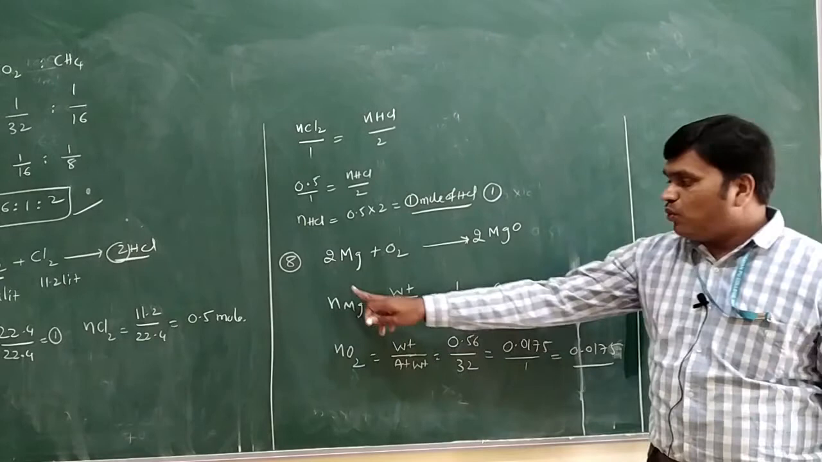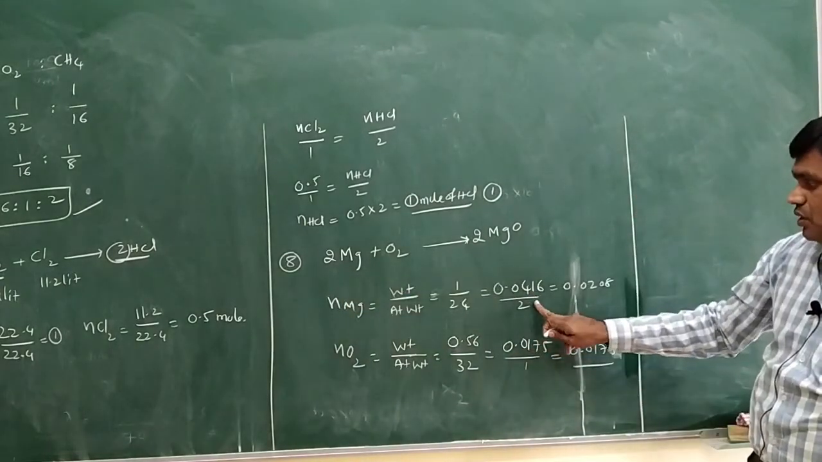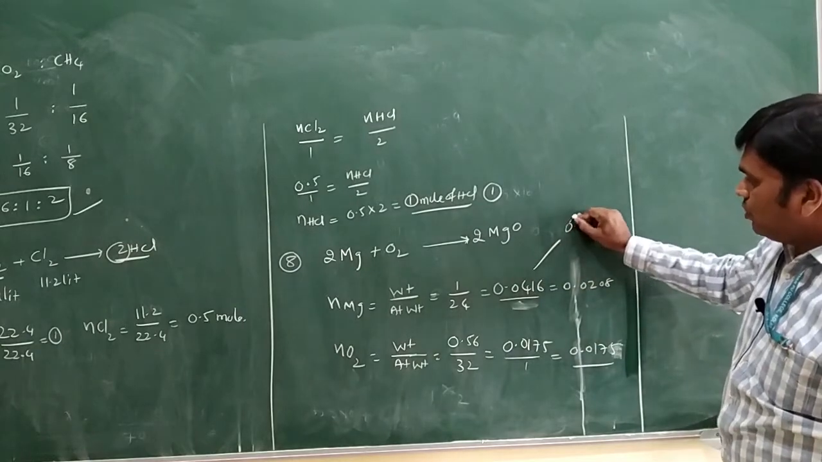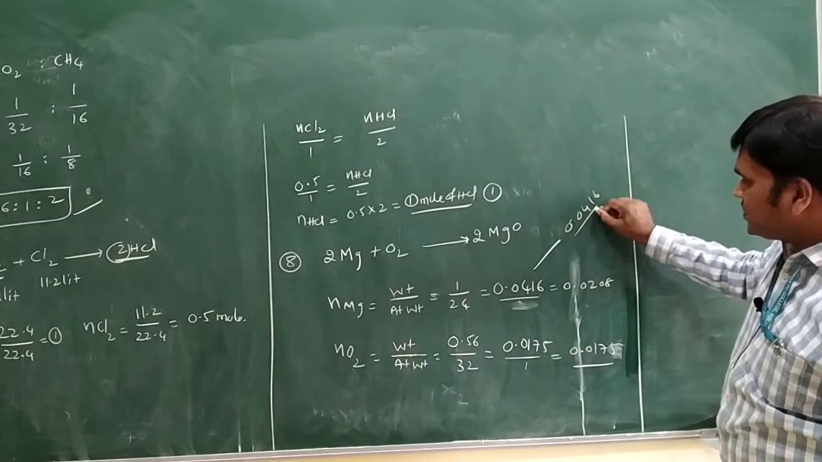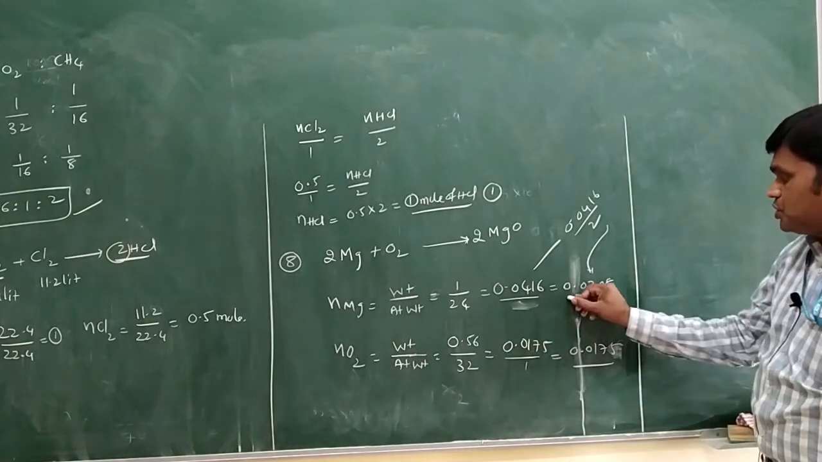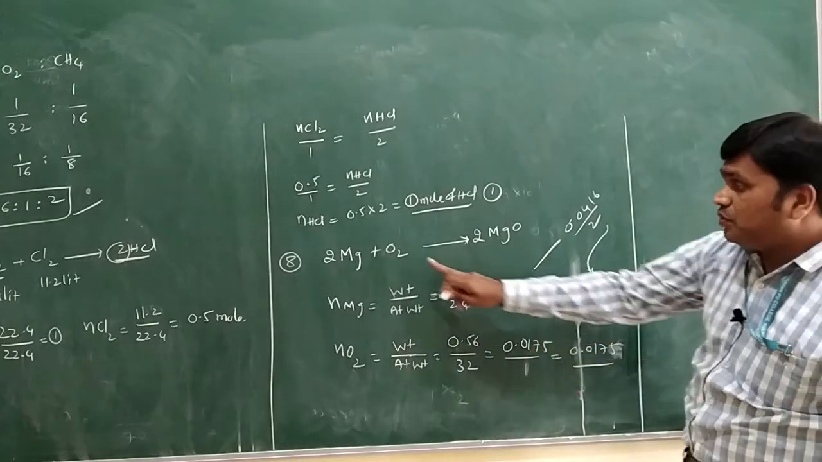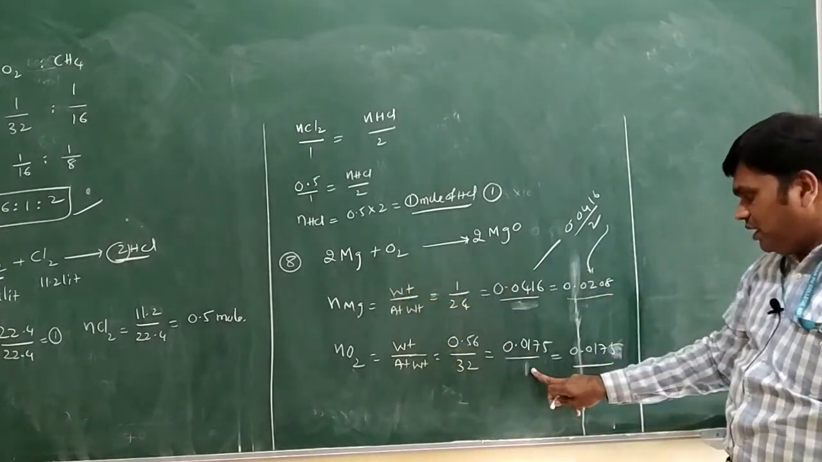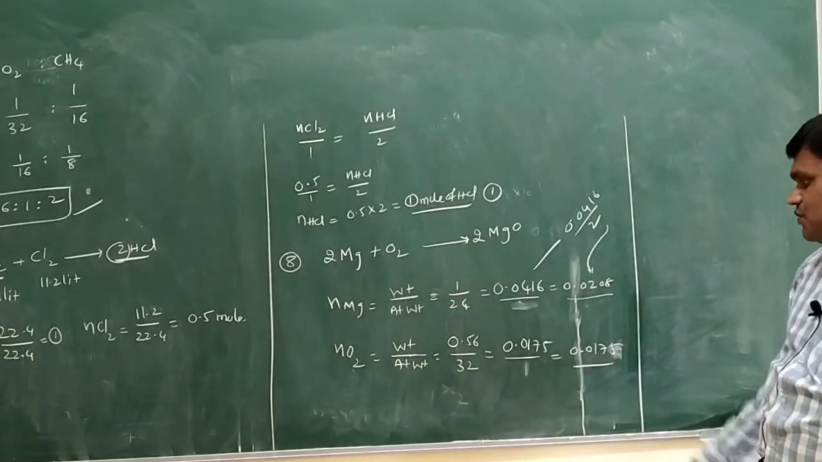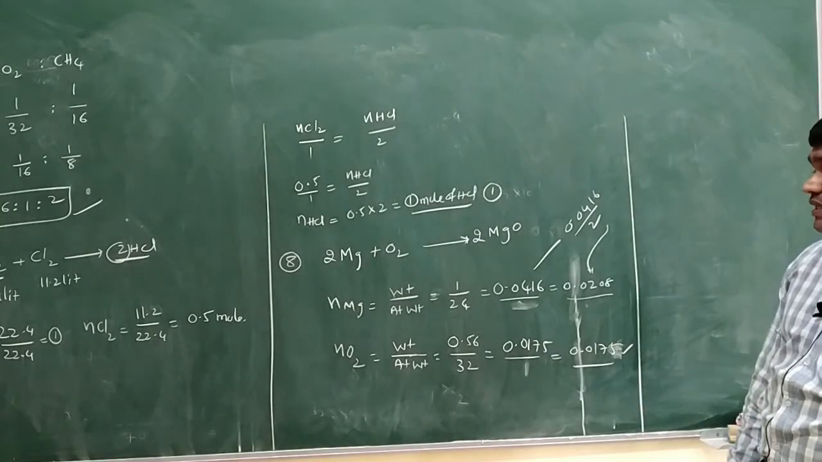What is the stoichiometric quotient of magnesium? 2 only. So 0.0416 by 2, what will you get here? 0.0208. Here we got 0.0175. What is the stoichiometric quotient here? 1 only. Divided by 1, the value will be the same. Which is the least value among those? This is the least value. So this is the limiting reagent in the reaction.